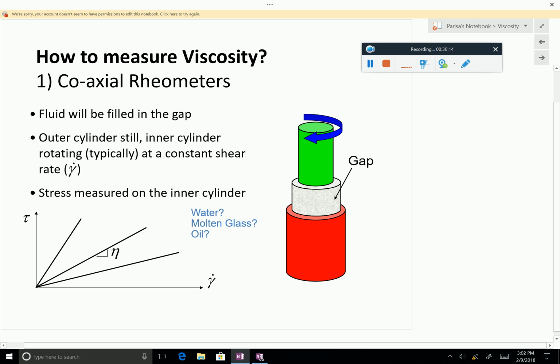Any questions so far? So far we learned about viscosity, fluid dynamics, kinematics, that Newtonian fluids are not the only ones. Now is the time to also learn how to measure viscosity.